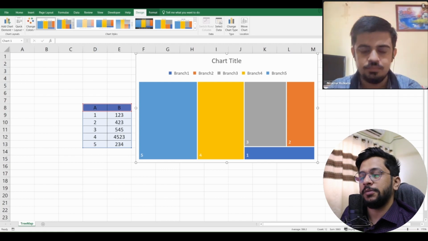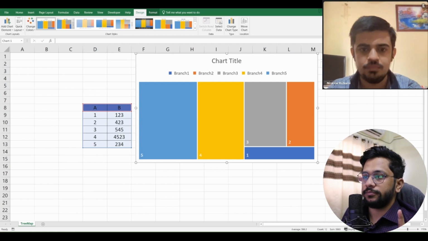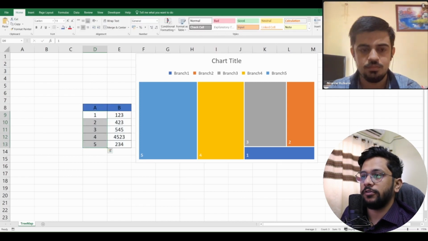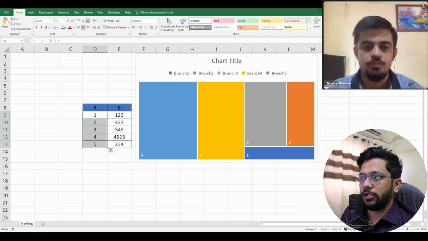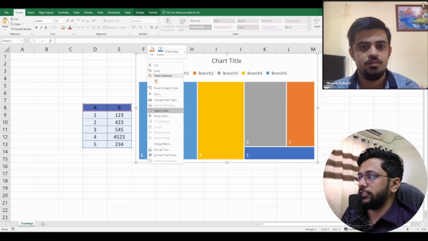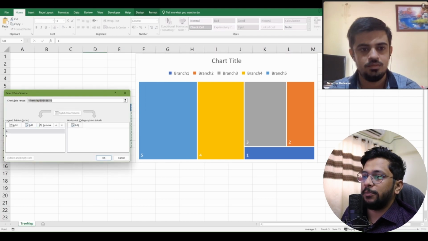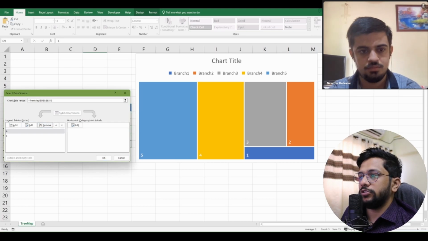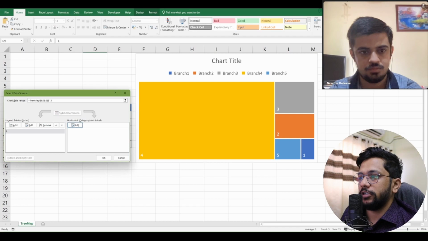So in this situation it is picking up a single metric. Ideally tree maps are built on a single metric and one categorization, but over here this is not being picked as a category, this is also being picked as a value metric. So the number 5 is the highest number. So we'll just right click on this and select data. This happens generally when you do it in Excel. If you do it in, let's say, Tableau or something like that, it won't happen. So now we have used B as a category, right?